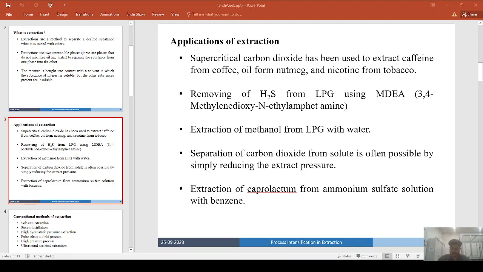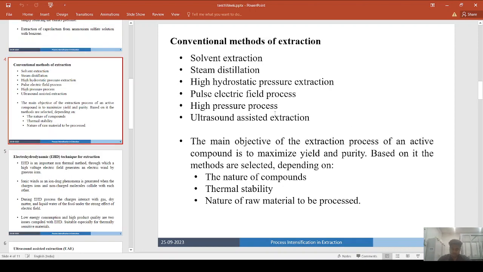So now, as we have discussed the applications of extraction, let us move on to the methods that have been used conventionally for the extraction processes. Then we will further discuss how we can modify the conventional methods to perform process intensification, basically utilizing another kind of technology which will help us to intensify the conventional method for the extraction process.